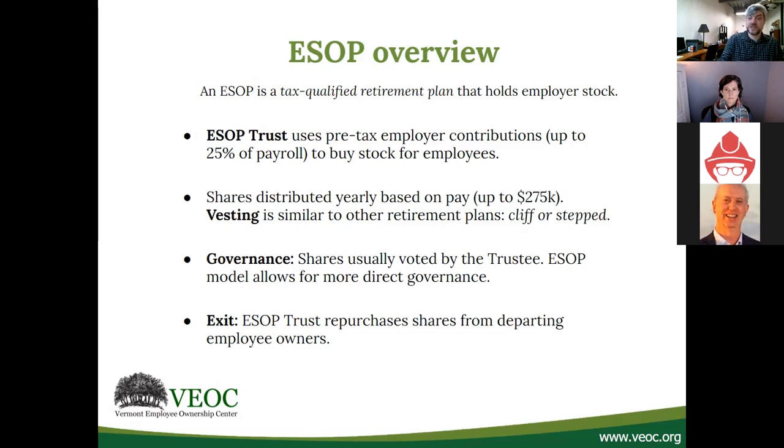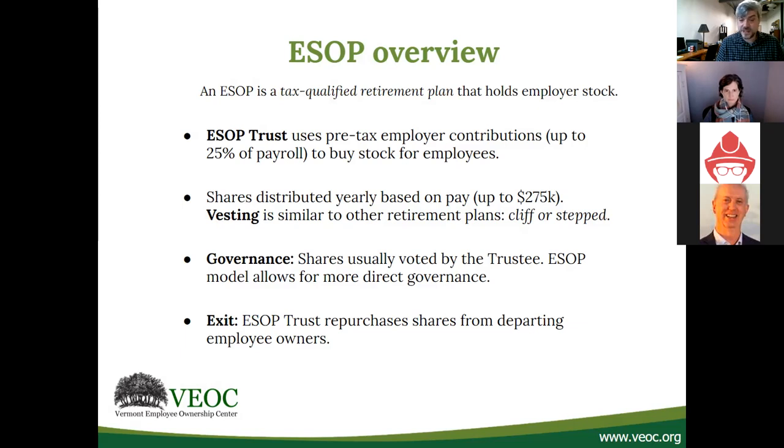The trustee usually votes the shares on behalf of the employees, to elect the board of directors and that sort of thing. There are some ESOPs that allow for more direct governance around certain decisions, and a number of ESOPs experiment with ideas like making sure there are employees from various parts of the company on the board. But there's really a lot of diversity in the ways that they do that.